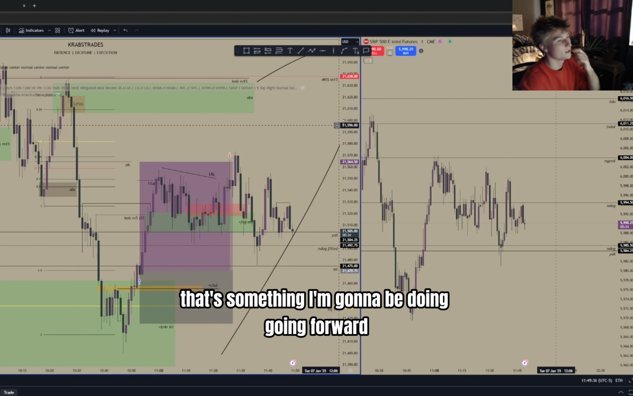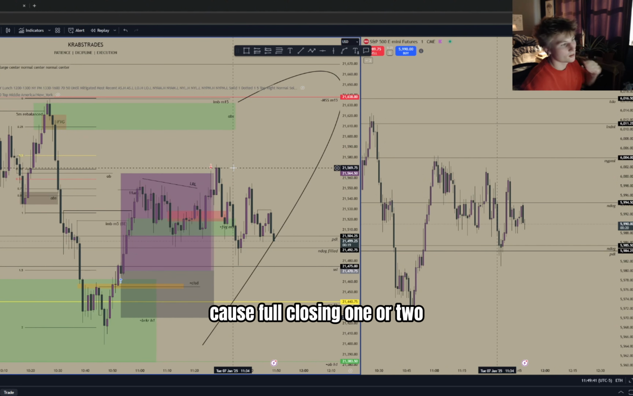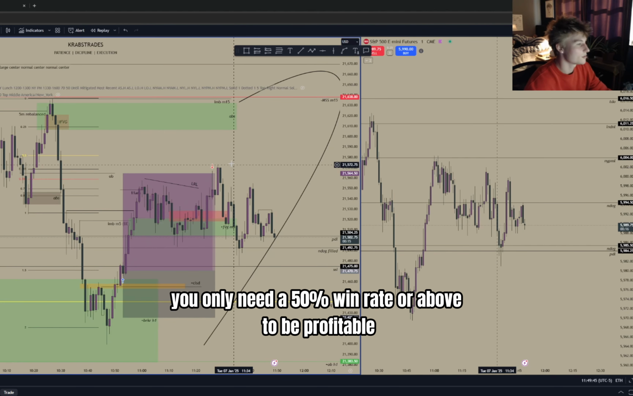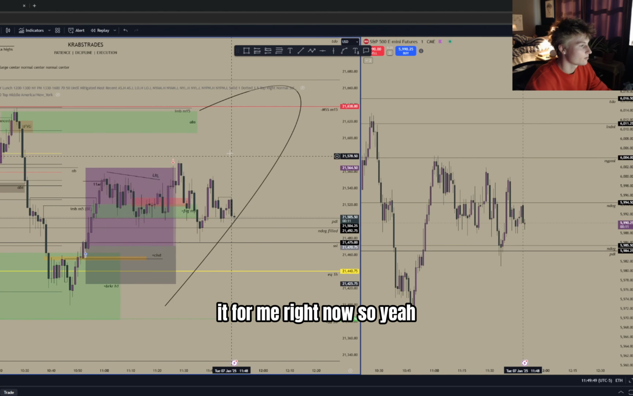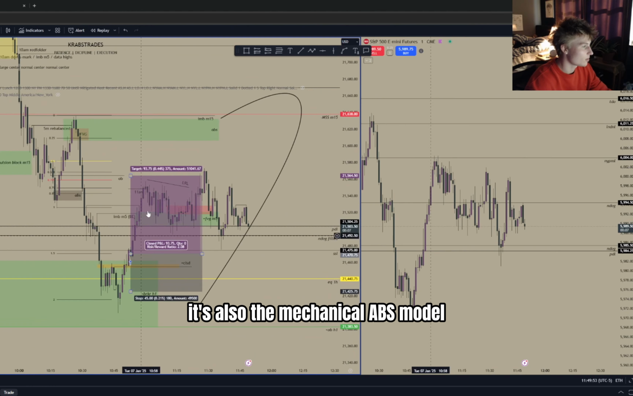That's something I'm going to be doing going forward on prop firms. It's just taking 1-to-2s, because full closing 1-to-2, you only need a 50% win rate or above to be profitable. So long term, I feel like that's the best way to play it for me right now. So yeah, it's also the mechanical ABS model.